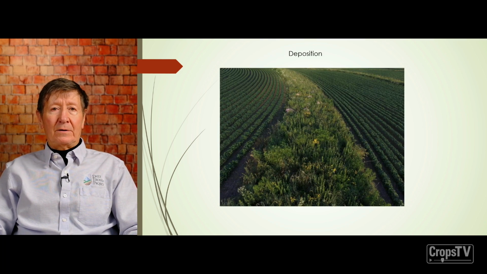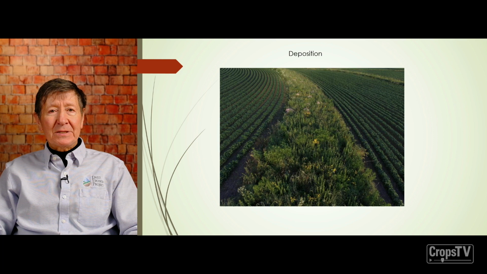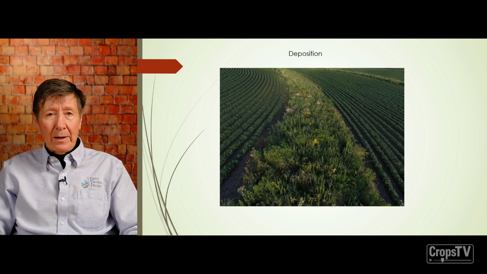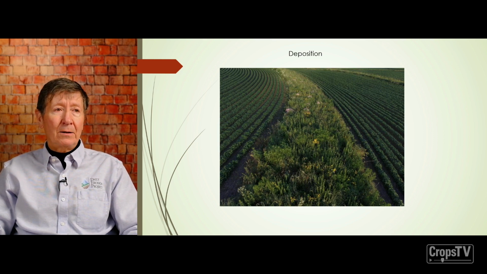It's very difficult, it's really challenging to stop the transport process. We can manage deposition to some extent. Deposition management simply means we are controlling where that deposition occurs. An example is a vegetated prairie buffer or vegetated prairie strip illustrated here.